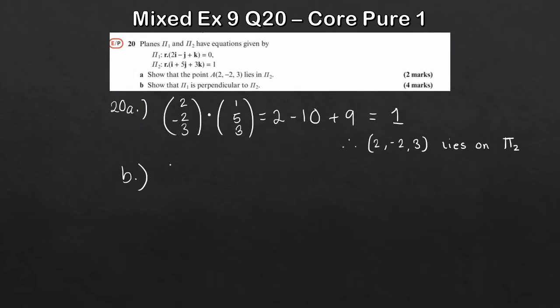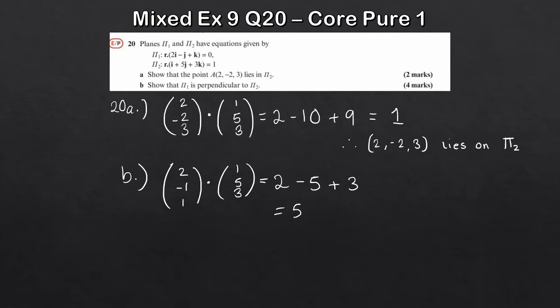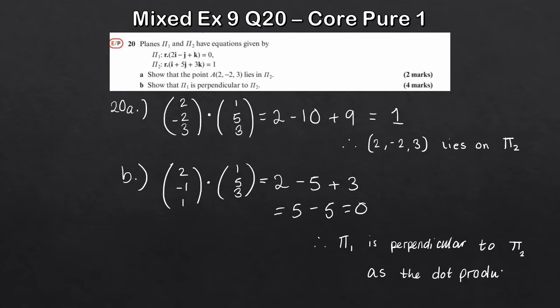So if we do this, that's going to be (2, -1, 1) dotted with (1, 5, 3). And again, working this out, this is 2 times 1, which is 2, minus 1 times 5, minus 5, and then 1 times 3 is 3. 2 plus 3 is 5, so we've got 5 minus 5, which is equal to 0. Boom, perfect. We've got everything we need there. So what we'd say then is that pi 1 is perpendicular to pi 2 as the dot product or the scalar product is 0.